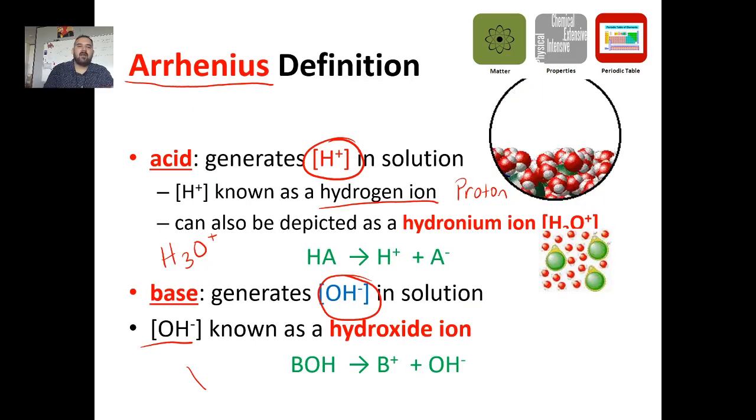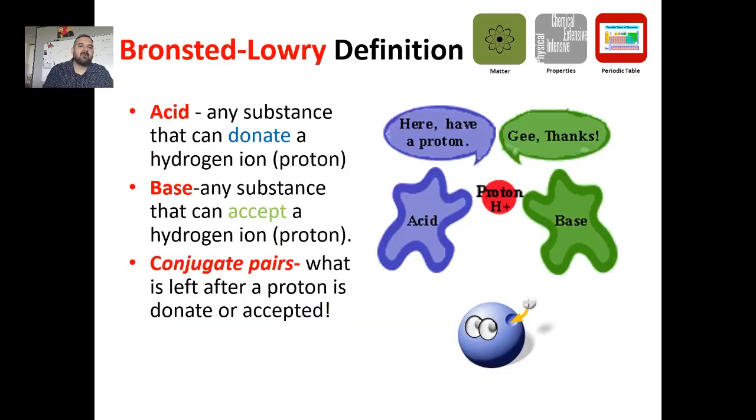In Arrhenius's definition, an acid is anything that has hydrogen in it and gives away hydrogen. A base is anything that has hydroxide in it and gives away hydroxides. Now, in Bronsted-Lowry, an acid is any substance that can donate a hydrogen ion. So an acid is anything that gives away an H+, which is very similar to Arrhenius's definition of an acid.